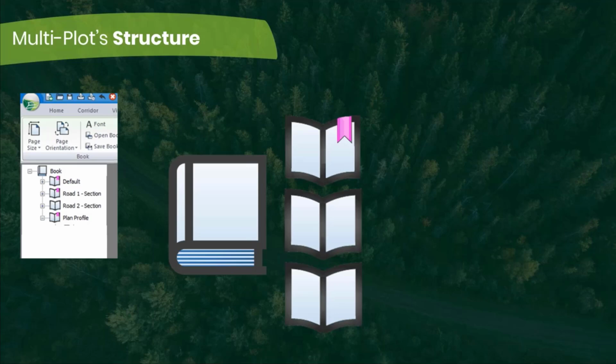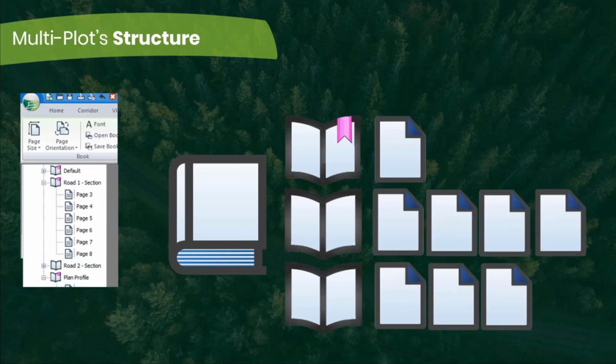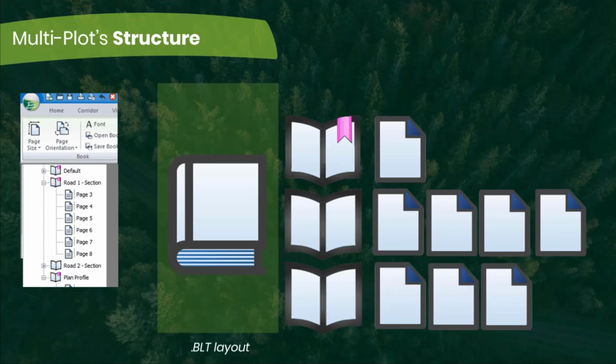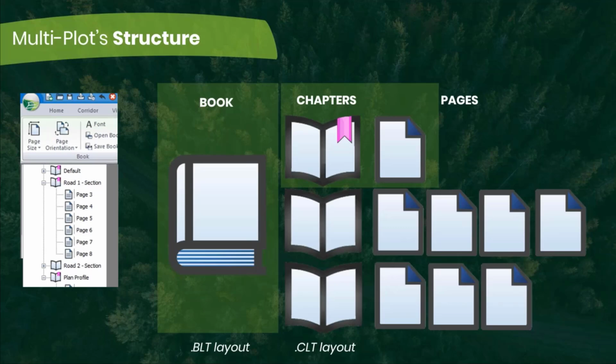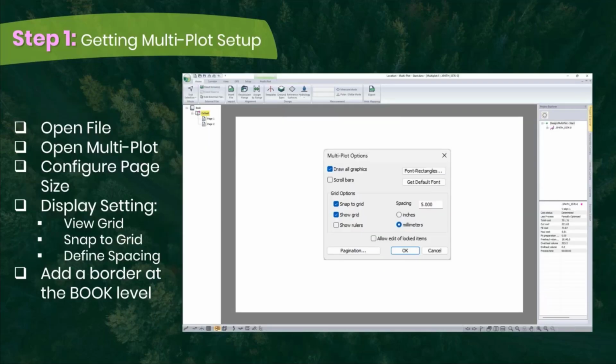So this could be a plan profile. This could be a cross-section. And those chapters each contain their own pages. So the number of pages is controlled by their pagination settings. We'll talk about that one a little bit later. But this is sort of the organizational structure. So again, we've got the book, we've got chapters, and each chapter has a finite number of pages that are contained within it.